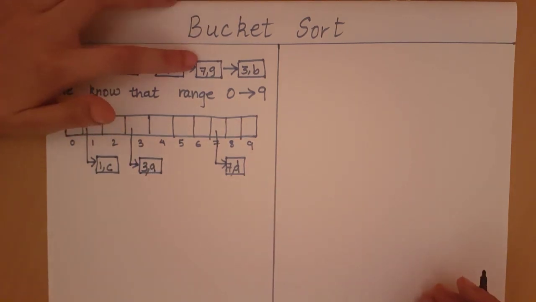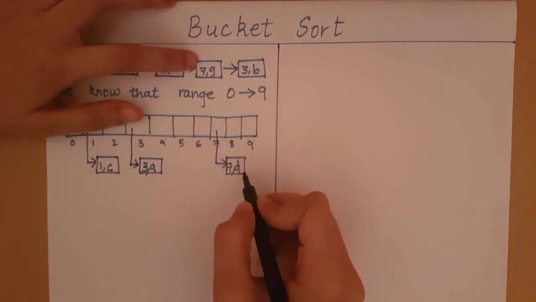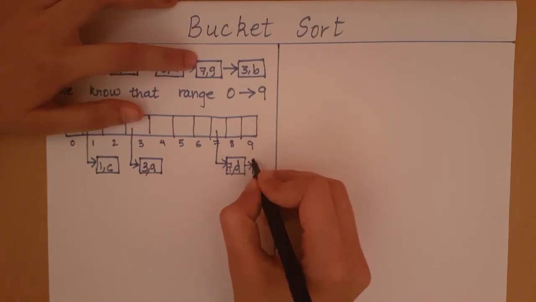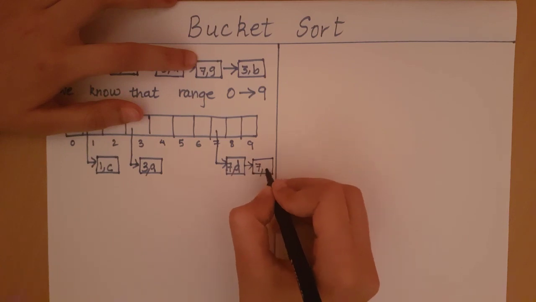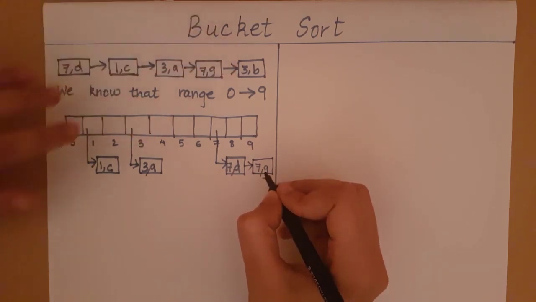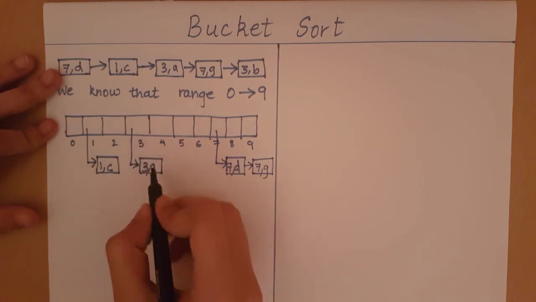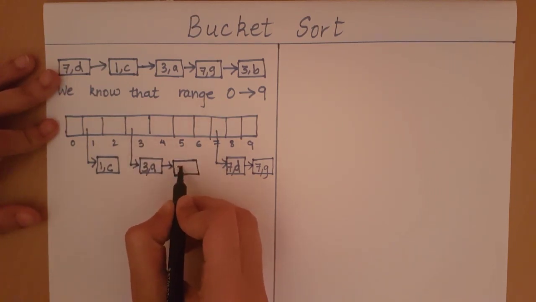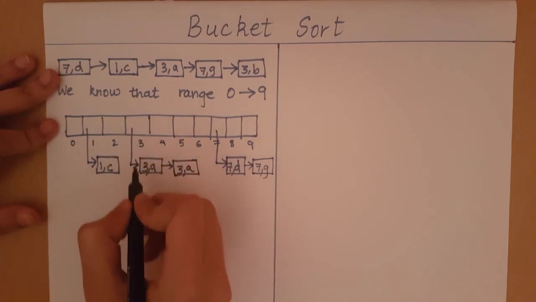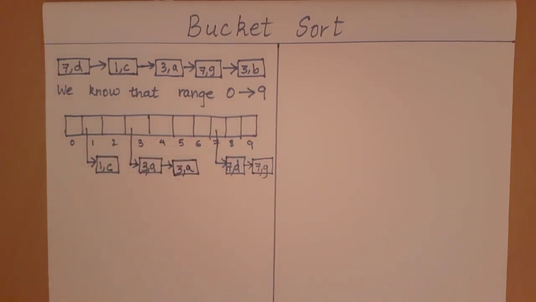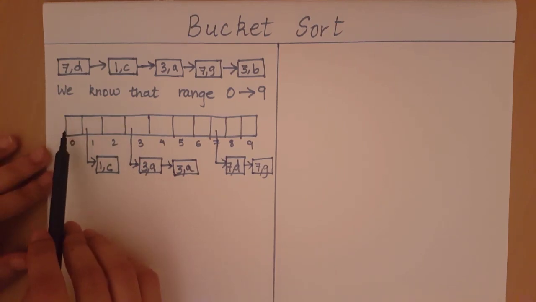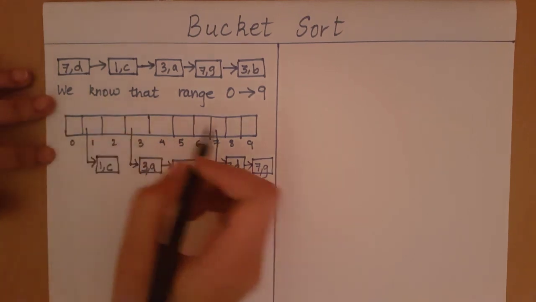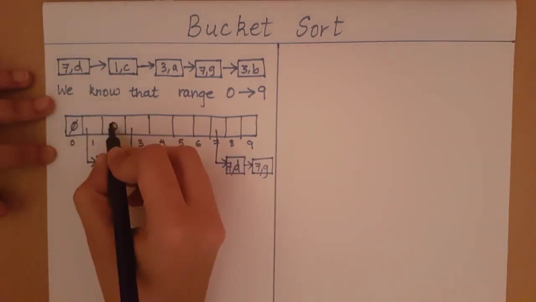Then I will go to 7G. I will go to index 7. I will see that there is already a linked list formed. I will add it to the end of the linked list, 7G. Now I will go to 3B. I'll go to index 3 and add it to the end of the linked list starting at index 3. As you can see, when we create an array of range 0 to 9, we are going to create an array of linked lists. In the beginning, all of them are going to be null.